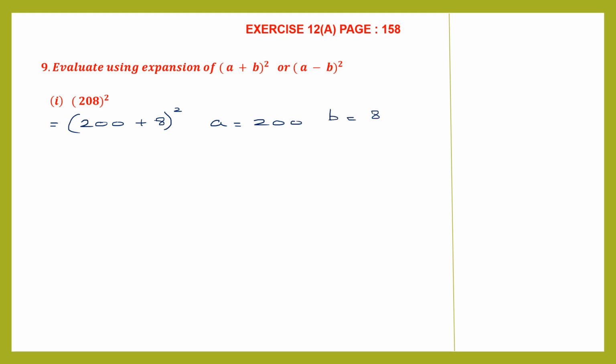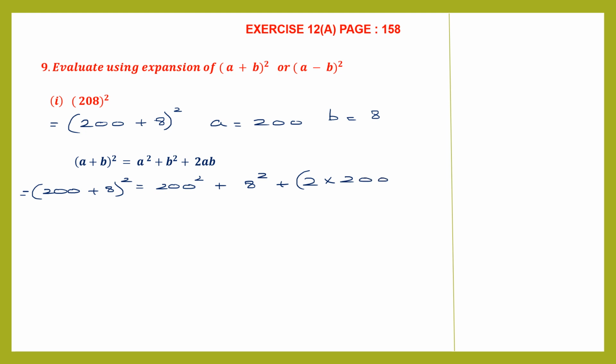So now let's use the formula for (a plus b) the whole square. And the formula is this: a square plus b square plus 2ab. So here (a plus b) will be (200 plus 8) the whole square. This is a square, a is 200, square of that, plus b is 8, square of that, plus 2 into a into b. 2 into 200 into 8. So now we have expanded.